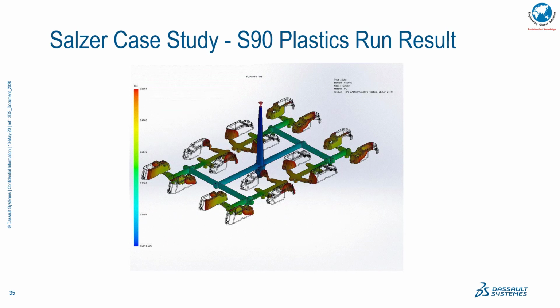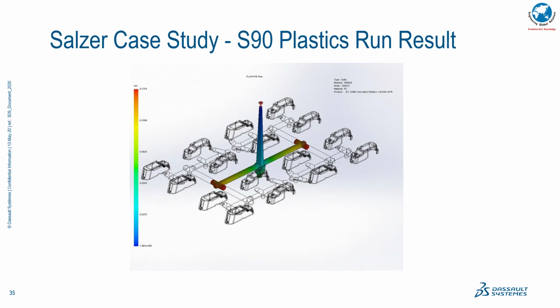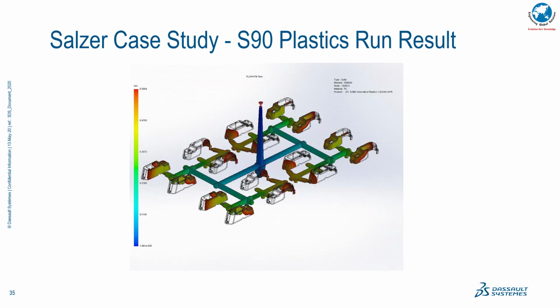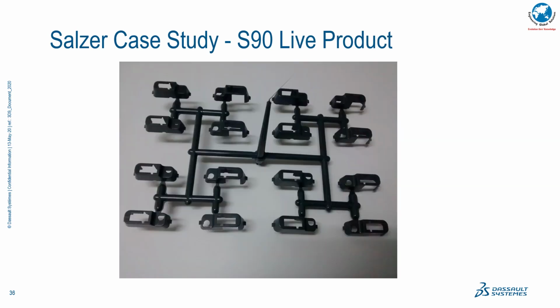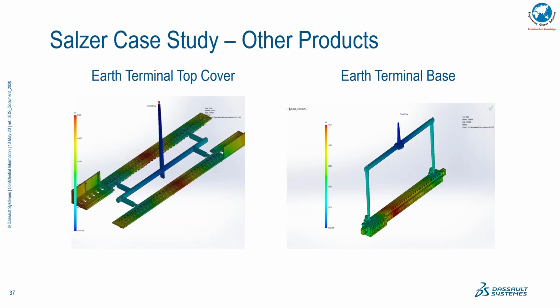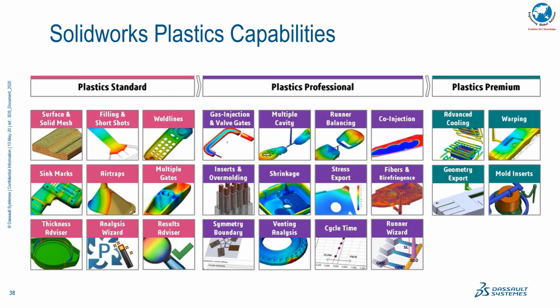They went through various design iterations in the design stage itself, and they found the correct timing and correct runner design in the design stage itself using Sawdust Plastics. Then they went to production. They got a successful product in their first iteration itself. And these are the various components they tested, with the earth terminal top cover and the base cover.